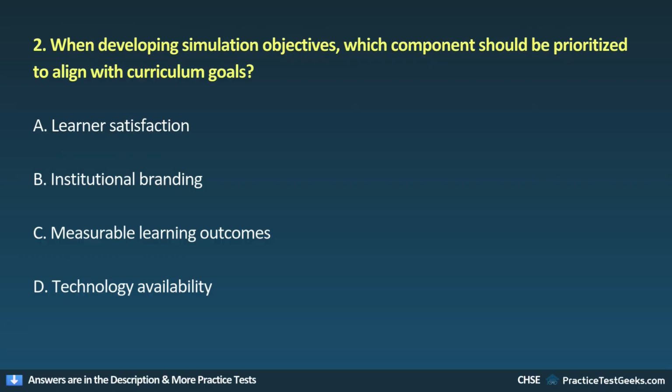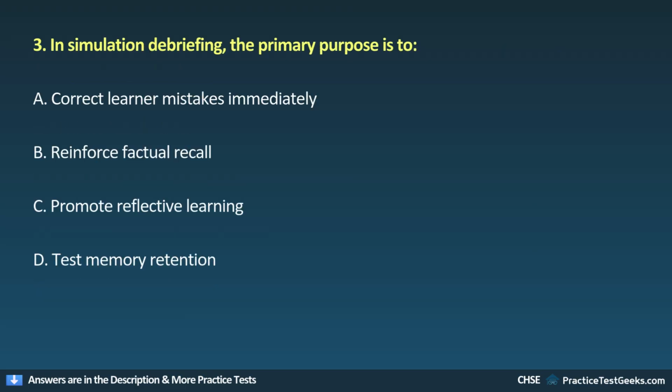2. When developing simulation objectives, which component should be prioritized to align with curriculum goals? A. Learner satisfaction. B. Institutional branding. C. Measurable learning outcomes. D. Technology availability.